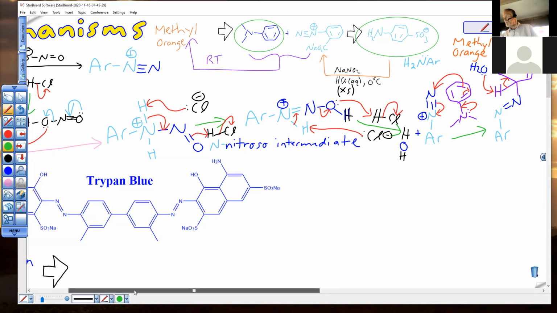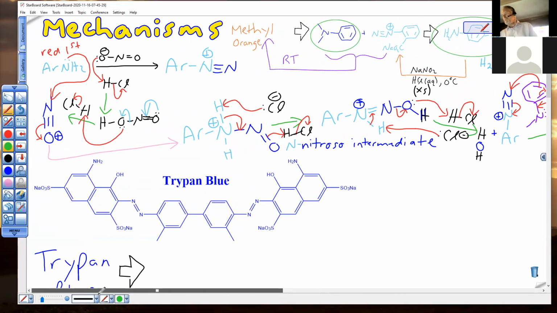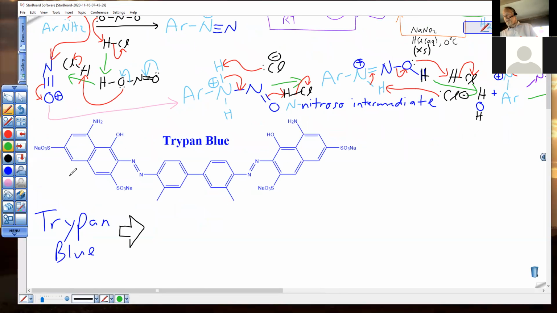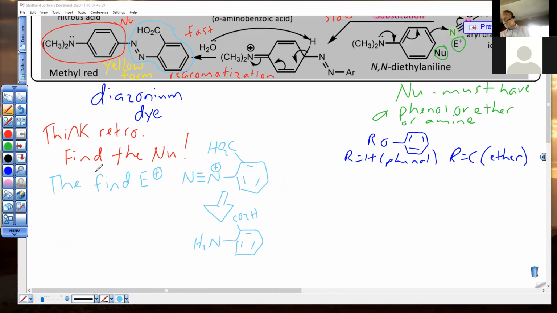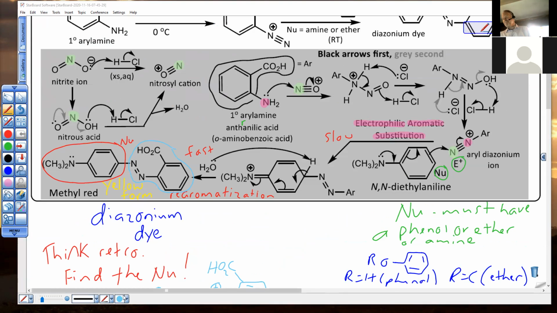And we don't have to do the mechanism for trypan blue. We just have to do an analysis. So the nucleophile. In the middle, there are no nitrogens attached to the, well, this one doesn't count. It's part of the diazonium, but there's nothing that could have made this a nucleophile, or this. So this is the electrophile. And our nucleophile, what color do we have for our nucleophiles? I think it was red. Let's go find it.